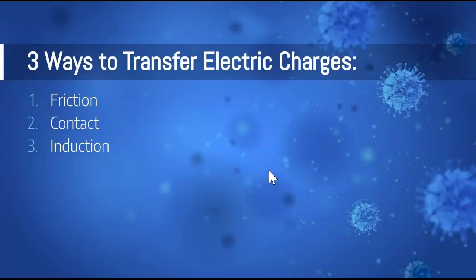All right, so let's talk about 3 ways we can actually make these electric charges transfer from one object to another. The first is called friction, the second is called contact, and the third is called induction.